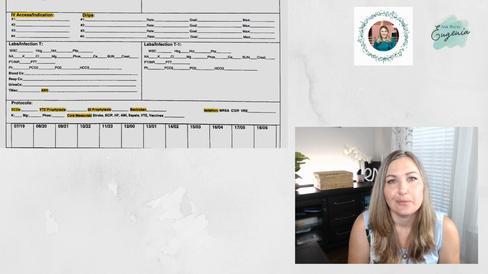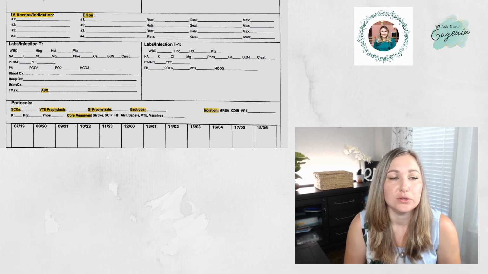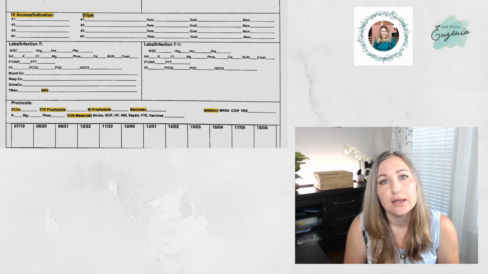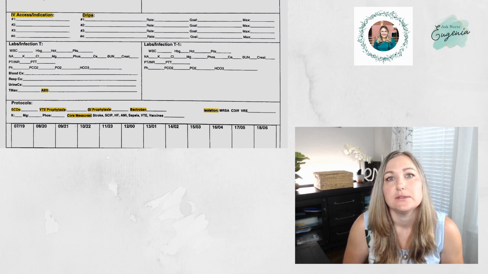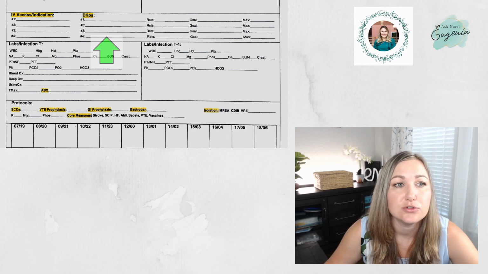That helps you prepare if you have some labs that are already pending, to know if you need to draw them, if you need to start a new line, or if you need to call the phlebotomist and stuff like that. Next is drips.